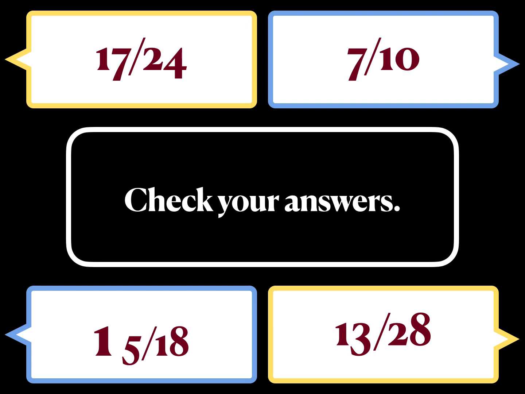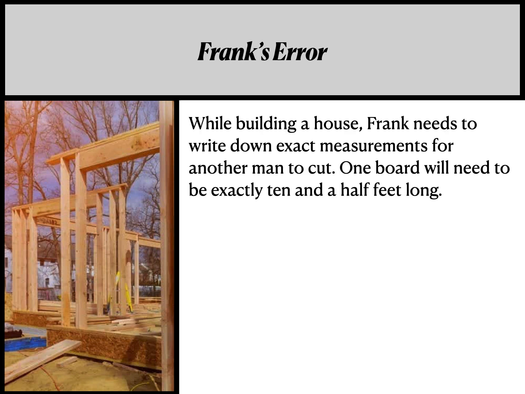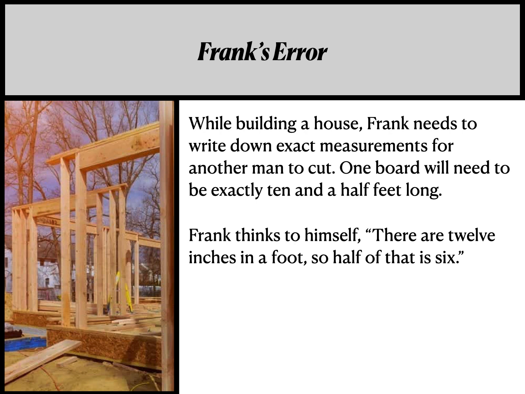All right, another story for you. This is based on a true story. The name has been changed to protect the poor guy who got a wrong number. So while building a house, Frank needs to write down exact measurements for another man to cut. One board will need to be exactly 10.5 feet long. So Frank thinks to himself, there's 12 inches in a foot, so half of that is 6. He then writes down 10.6 feet.